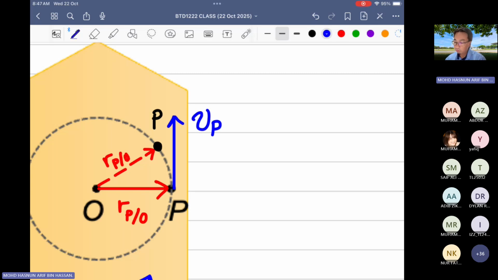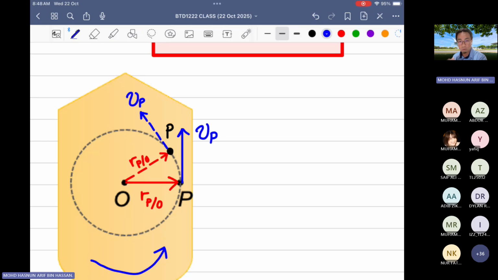Now we can also draw the velocity of point P. The velocity will be 90 degrees to the position vector, which will be in this direction, right? So this will be VP, the new VP. This will go on as point P is rotating about point O. Here is the theta.